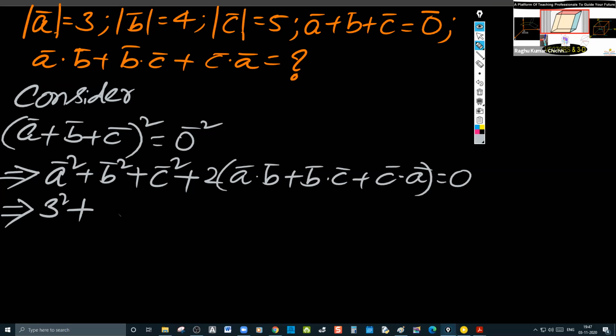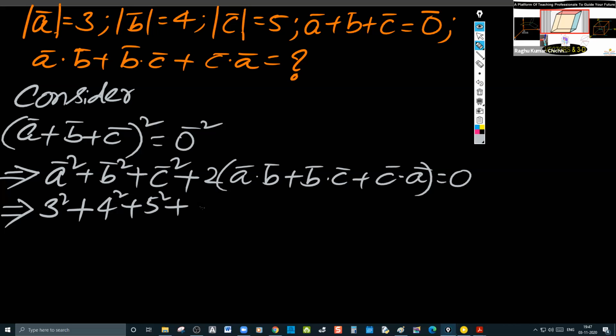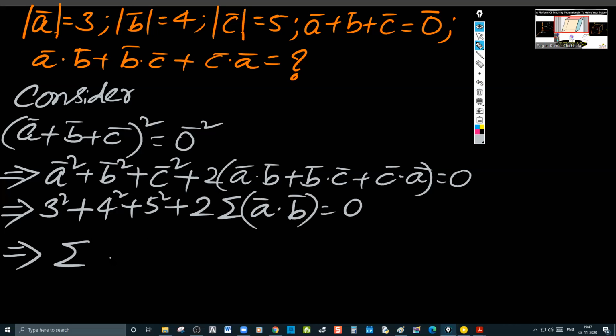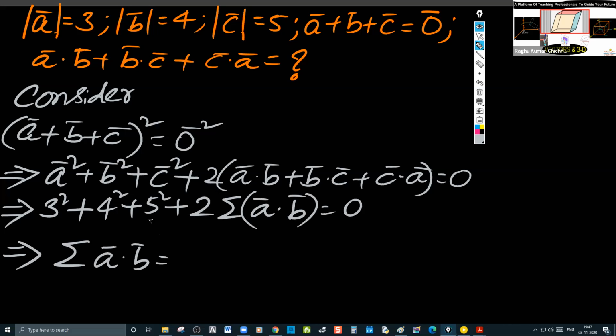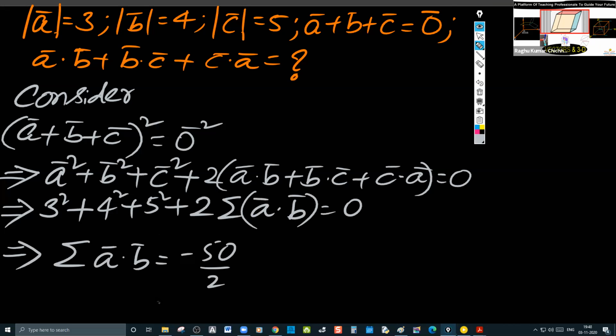Now A bar square is nothing but mod A bar square, 3 square. Mod B bar square is 4 square. Mod C bar square is 5 square. Plus twice of, I'll simply write sigma A dot B, which means A dot B plus B dot C plus C dot A. Now 9 plus 16 plus 25 is 50. So sigma A dot B is minus 50 by 2, so your answer must be minus 25. That's it.